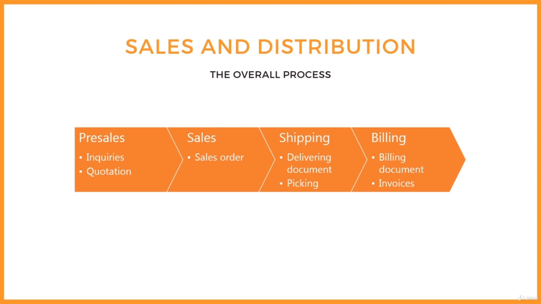SD is best visualized when broken into the sales cycle. First are pre-sales actions, where inquiries and quotations are created. Next is sales, where the actual sales orders are created. Third is shipping. This is where delivery documents are created and goods are picked from the warehouse. Last is billing, where billing documents and invoices are created.